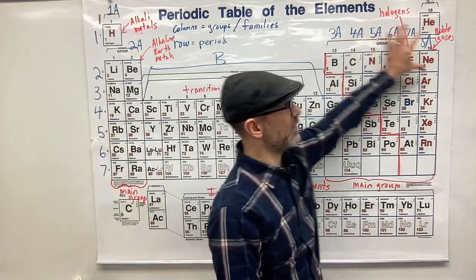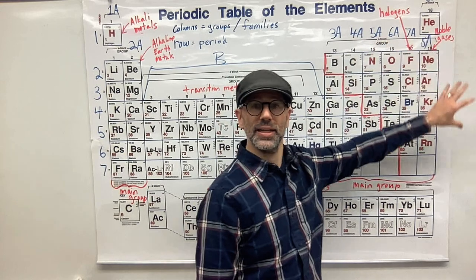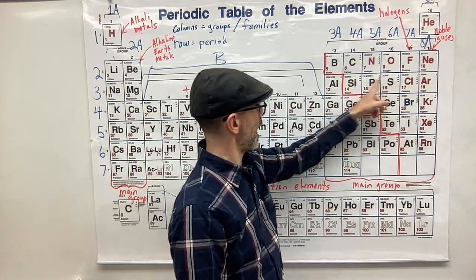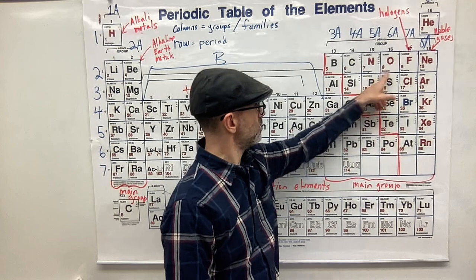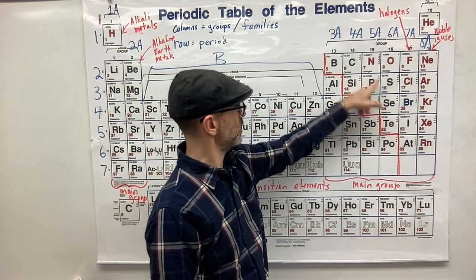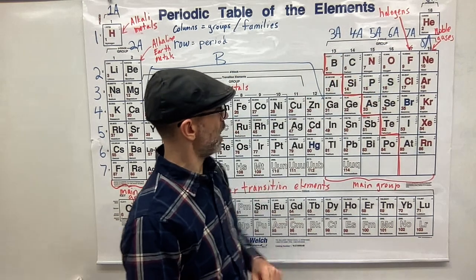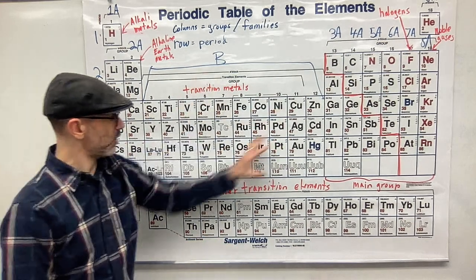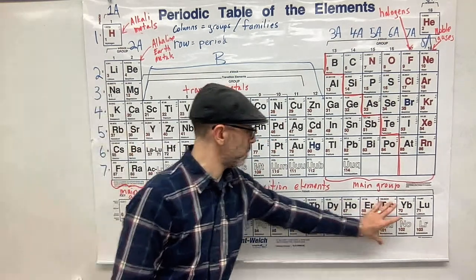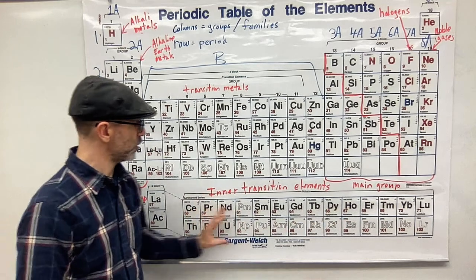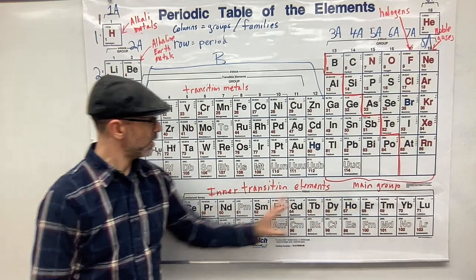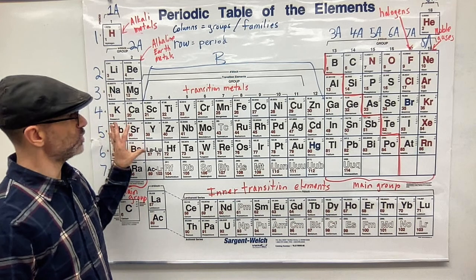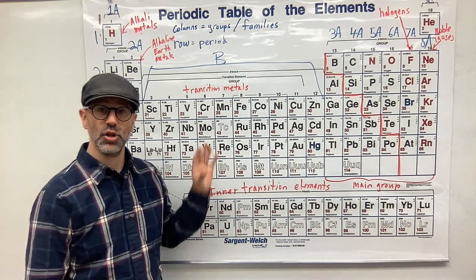So again, here we have the nonmetals. These tend to be liquids and gases. Over here, we do have some solids, right? Sulfur is a solid, phosphorus is a solid, carbon is a solid, right? And over here we have the metals, right? And this is included in the metals as well. Sometimes they're called inner transition metals. And so the table is divided into those two parts.